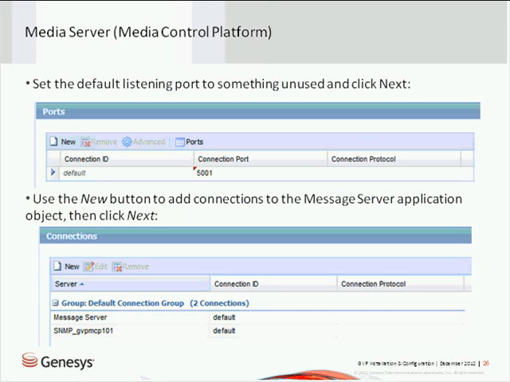Again, we have to fill in a default listening port. We also have to have connections. Again, you should have a connection to the message server. You can optionally have a connection to SNMP. I've enabled one this time. We will eventually be adding a connection to the reporting server, and you do not, I repeat, do not need a connection to the resource manager.